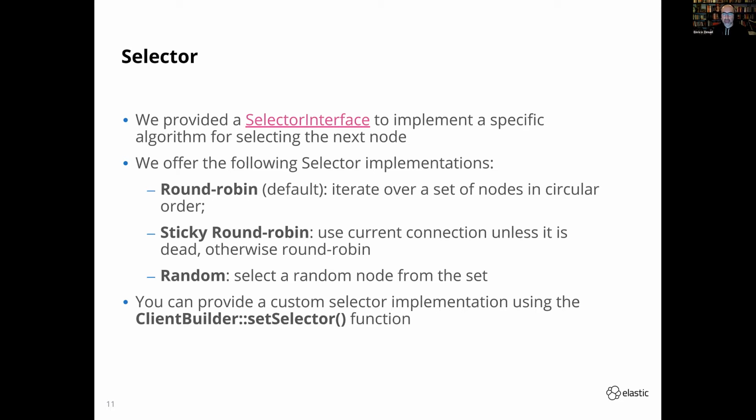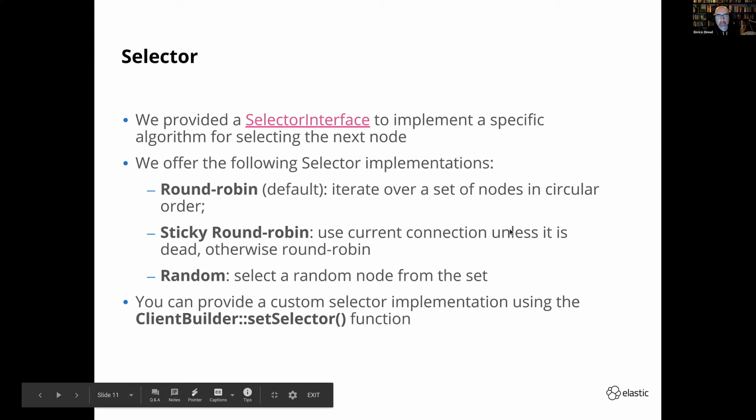We also offer a random selector that, as you can imagine, picks a random node from the set and uses it. But if you need to manage a custom configuration, a custom connection pool, you can implement your selector using this selector interface, and you can pass it to the client builder. We offer a set selector function in the client builder, so you can just consume it. Very, very simple.